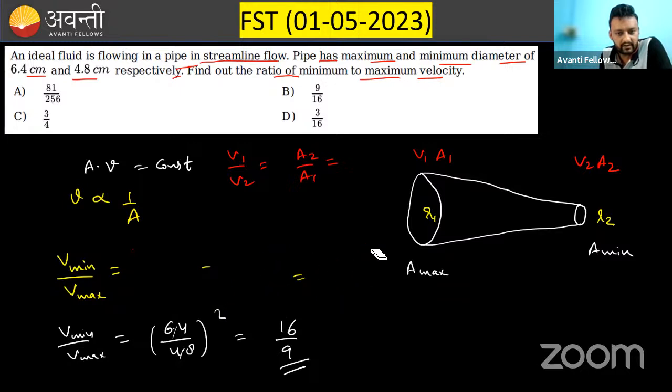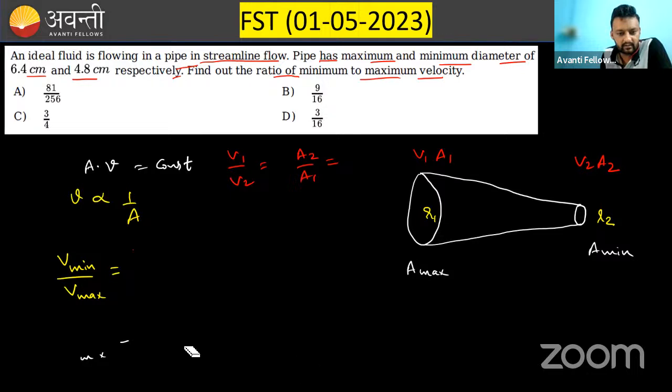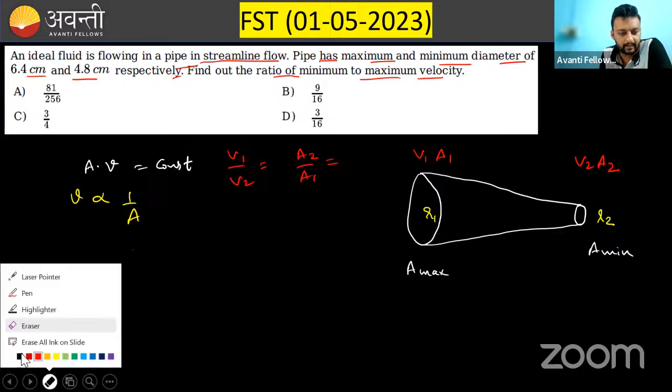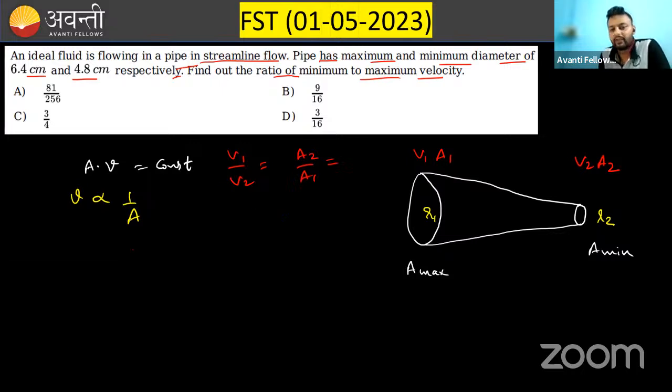That's why the answer is reversing. So you can check it out again. I have placed R1 and R2 in the correct way. So what I'm saying, V1 over V2 is equal to A2 over A1. This is A1, this is A2. So again, I am writing V1 over V2.